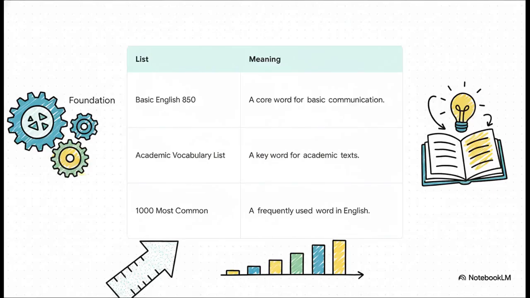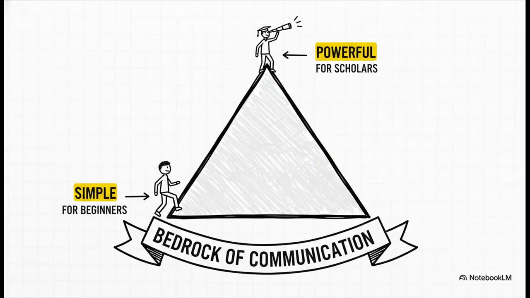Well, this is where you start to see the real genius of this system. Check this out. According to the data, nation isn't just on the Basic English list. It's also on the academic vocabulary list, which means it's essential for university-level work. And it's one of the 1,000 most common words in everyday English. So this isn't just a basic word, it's a totally foundational one. So here's the big idea, the crucial point. A word can be simple enough to be essential for a beginner, but also powerful enough to be essential for a scholar. The best words, the most important words, they do both. They're like the bedrock of our language.